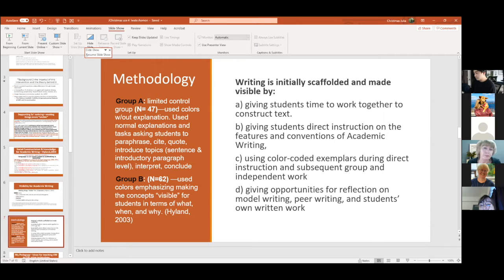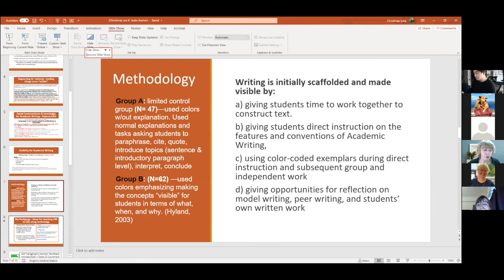So I had two groups, a limited control group, and we used the colors without explanation. And I'll explain what the colors are in just a minute. Just normal explanations, normal ways of teaching online, of course. Students were asked to paraphrase, cite, quote, introduce topics, and interpret and conclude. And then the other group, with the intervention, with the mediation, I used colors with them to emphasize and make the concepts visible in terms of the what and the when and the why of academic writing.